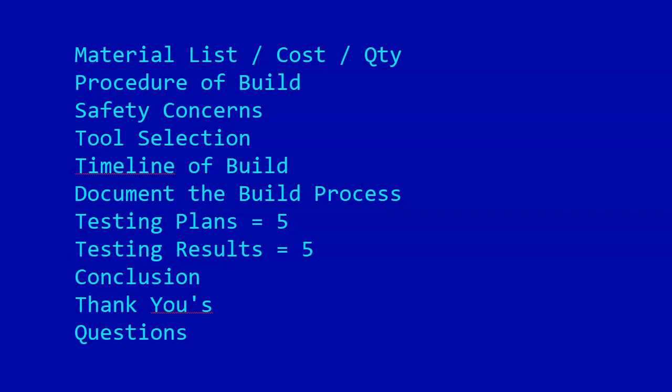You're going to have your materials list. You're going to have a build procedure, safety concerns, tool selection, your timeline of your build, the document of the build process, and then your testing plans. There should be 5 of those. Testing results, there should be 5 of those. Your conclusions, and then thank yous and questions. So let's take a look at an example.